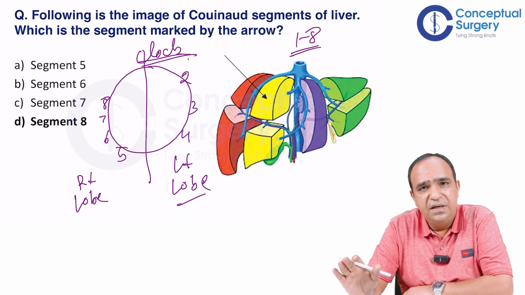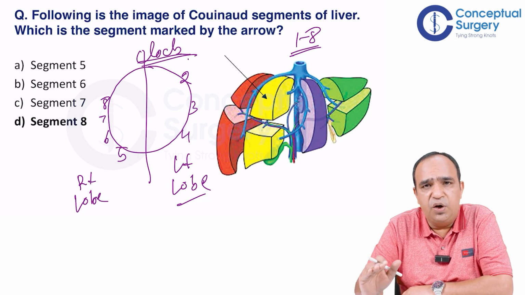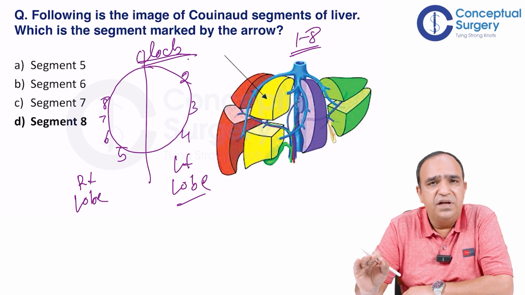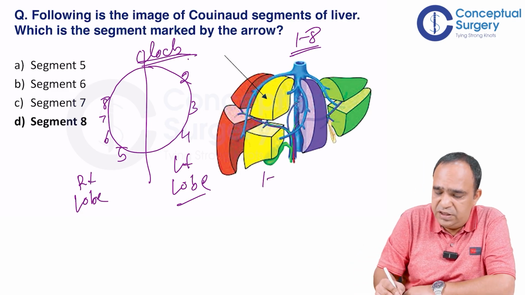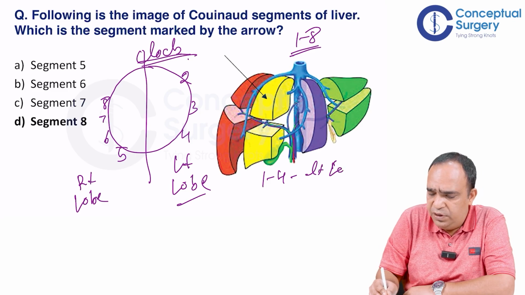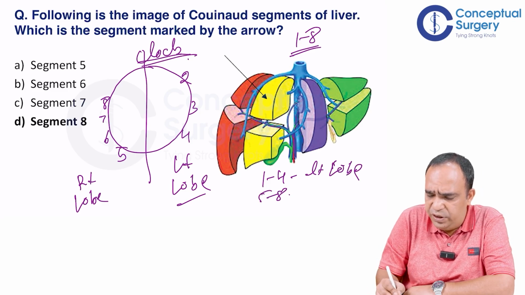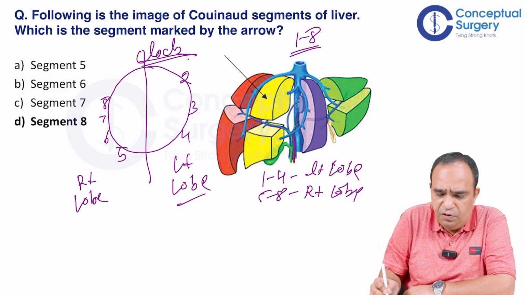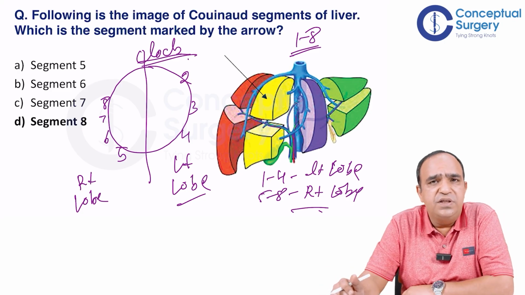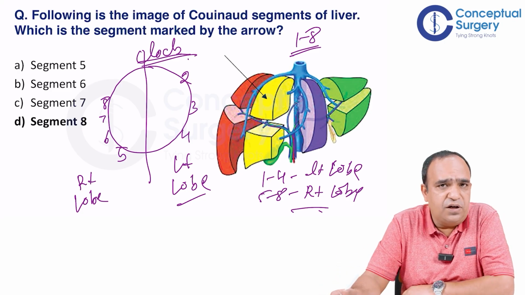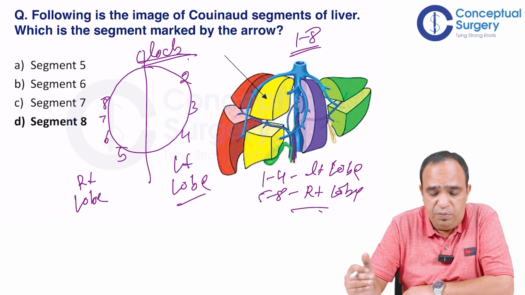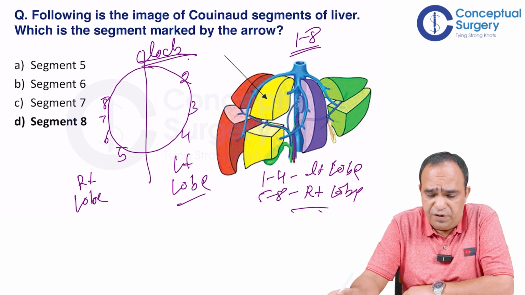One is separate. Though anatomically, embryologically, one is a part of left lobe. So indirectly you can say 1 to 4 is left lobe. It's easy to remember. 5 to 8 is the right lobe. 5 to 8 falls in the right half of the clock. So they are part of right lobe. 2, 3, 4 part of left lobe.